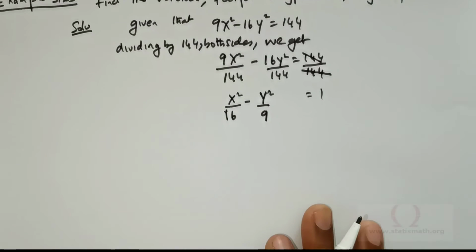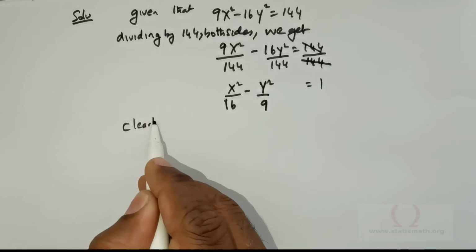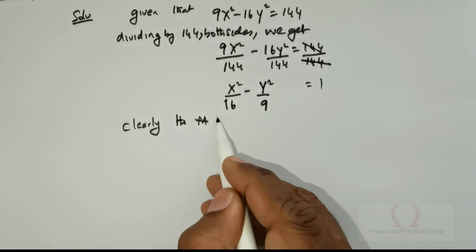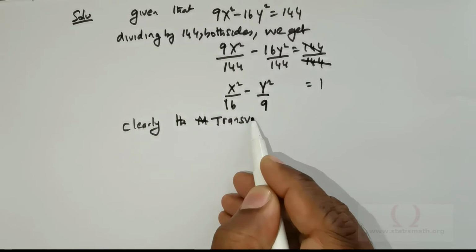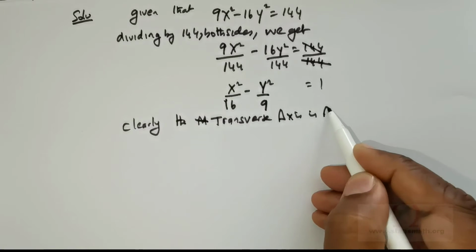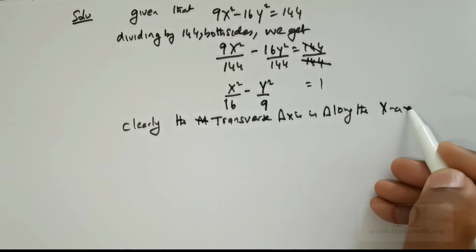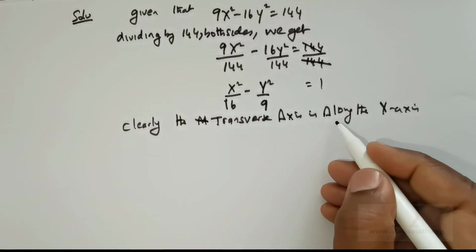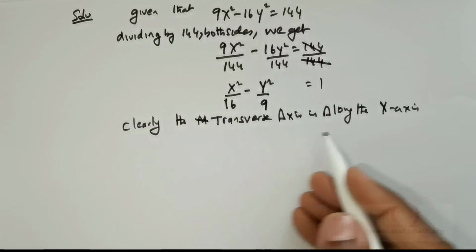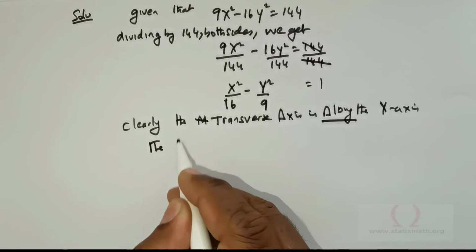So this is the form of the hyperbola. In this case we can't say the major axis, we have to use the word transverse axis. Clearly the transverse axis is along the x-axis, because the center is 0, 0 here, so that's why I'm saying along the x-axis.